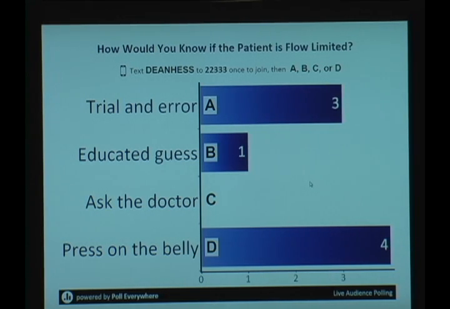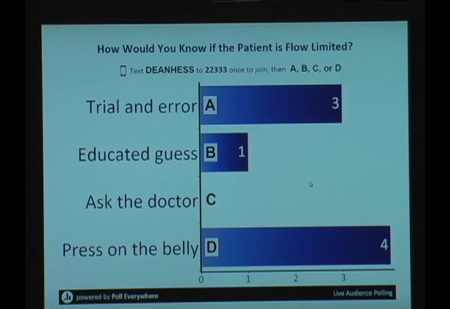So what would be the educated guess? Well, the educated guess might be that you know the patient has COPD and they don't have asthma. So that's not unreasonable. Trial and error might mean that you turn up the PEEP and you see if it's easier for the patient to trigger or if the patient's plateau pressure goes up. Right? So that's trial and error. It's not unreasonable. Or you can press on the belly.